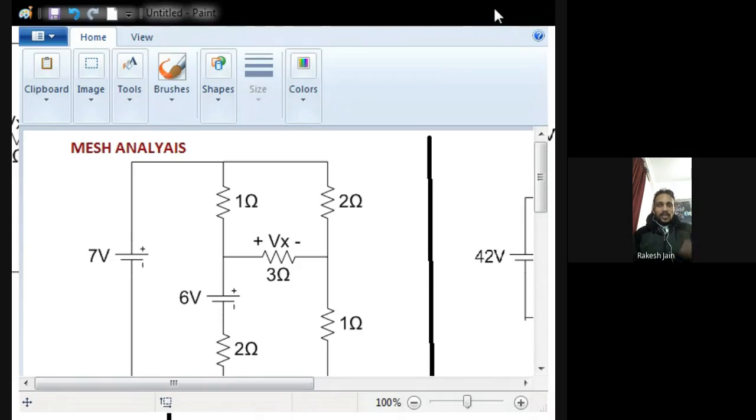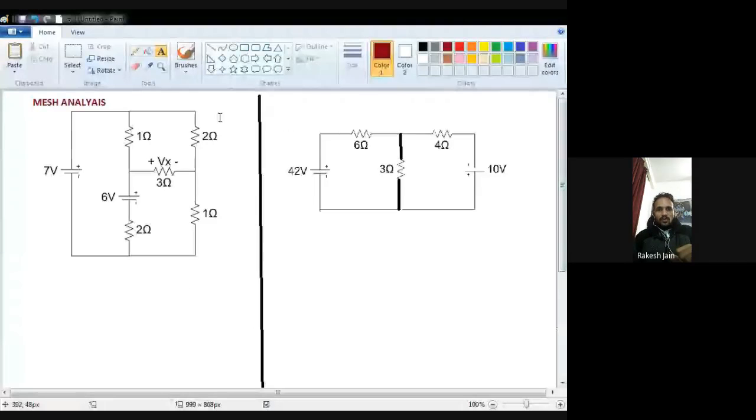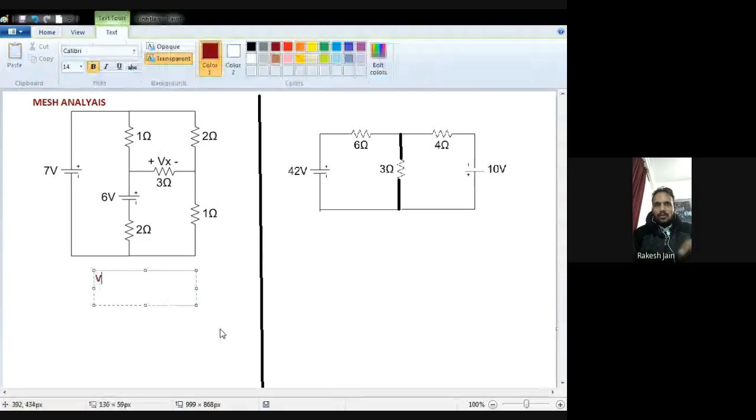In front of you there are two numericals. In the first numerical we have to solve using mesh analysis: what is the value of this voltage Vx?